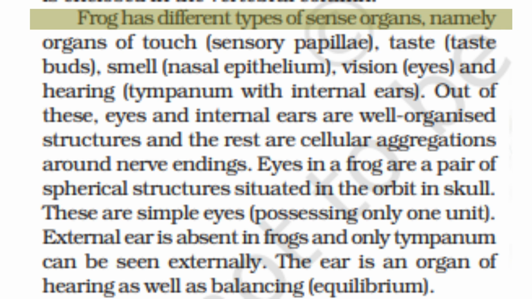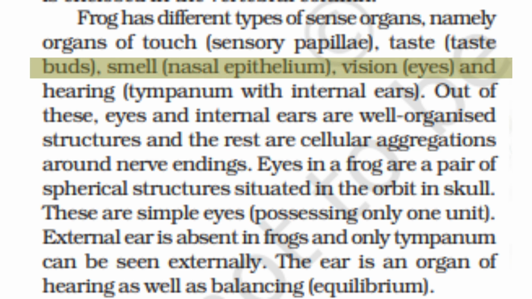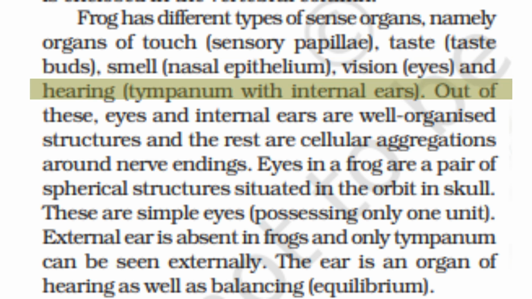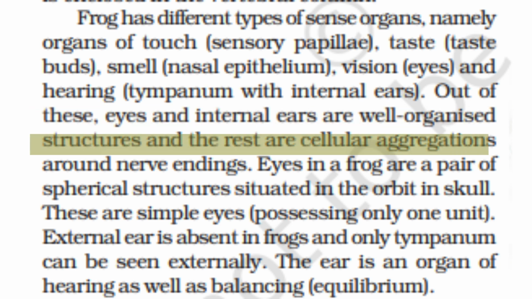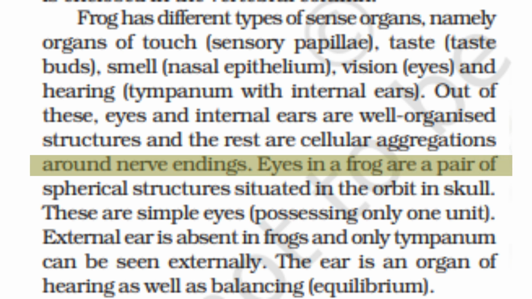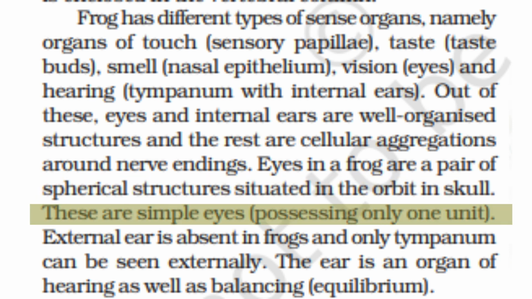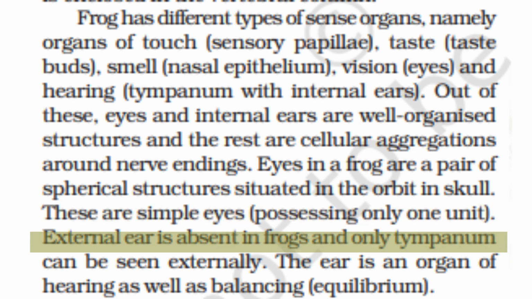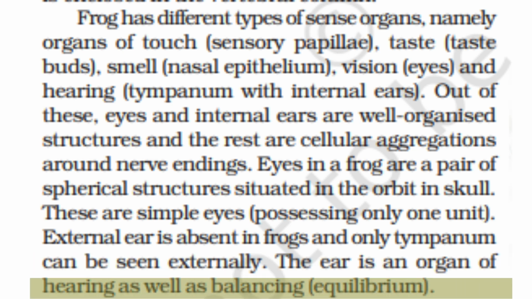Frog has different types of sense organs, namely organs of touch, sensory papillae, taste buds, smell, nasal epithelium, vision, eyes, and hearing, tympanum with internal ears. Out of these, eyes and internal ears are well organized structures, and the rest are cellular aggregates around nerve endings. Eyes in a frog are a pair of spherical structures situated in the orbit in skull. These are simple eyes possessing only one unit. External ear is absent in frogs, and only tympanum can be seen externally. The ear is an organ of hearing as well as balancing, equilibrium.